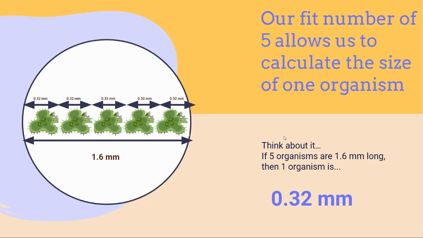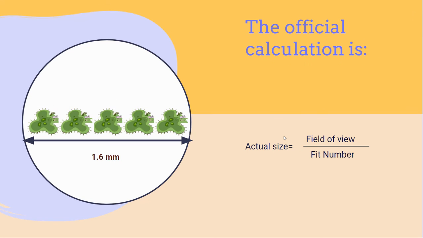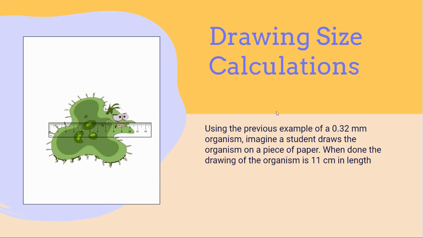Now, all of this was leading up to just getting this written in your notes. So how do we actually find the actual size of an organism? Well, essentially, ladies and gentlemen, you take your field of view and you divide it by your fit number. Okay? And that's all you need to know. We will do practices of this, don't you worry.